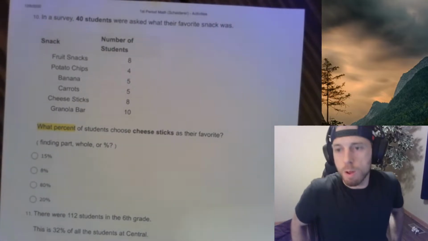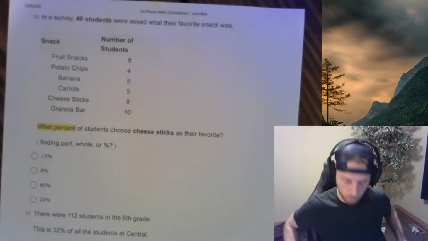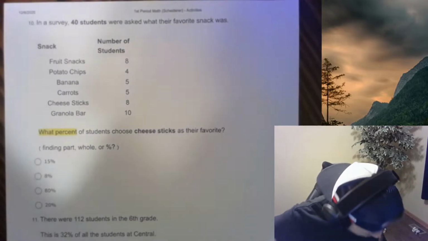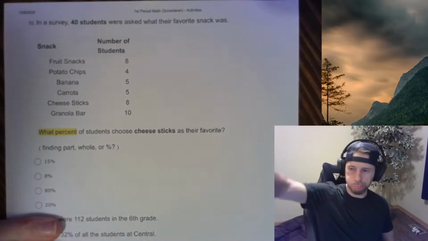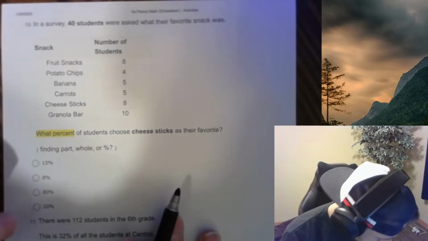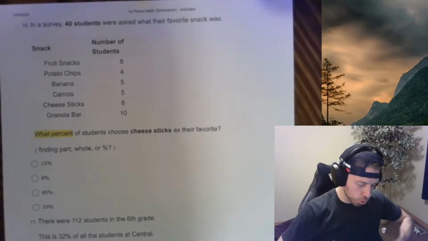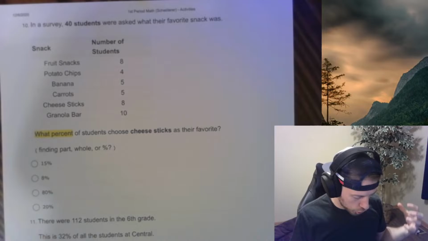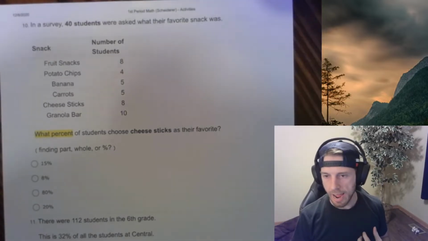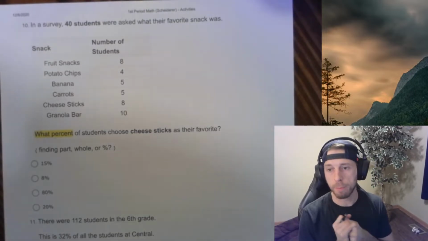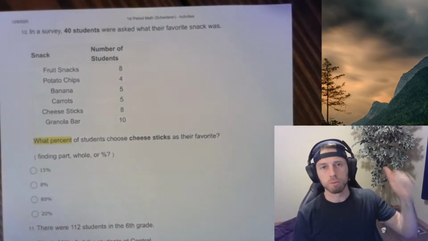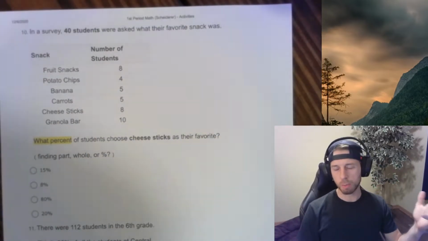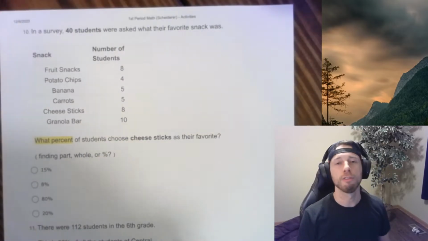In a survey, 40 students were asked what their favorite snack was. Oh, 40 kids, right? Most kids chose granola bar. Fruit snacks all the way. What percent of students chose cheese sticks as their favorite snack? We're trying to find percentage here. So if we look at cheese sticks, it's 8. So 8%, right? What? No, percents are out of 100, and this is out of 40.